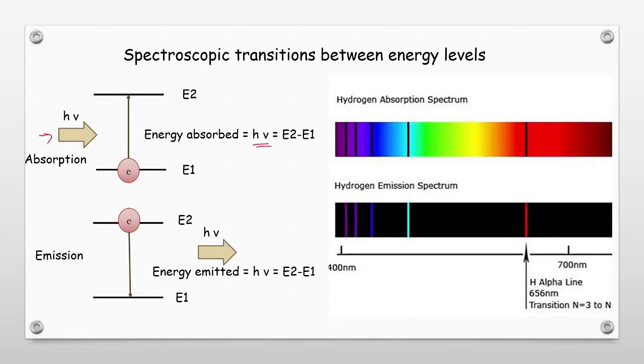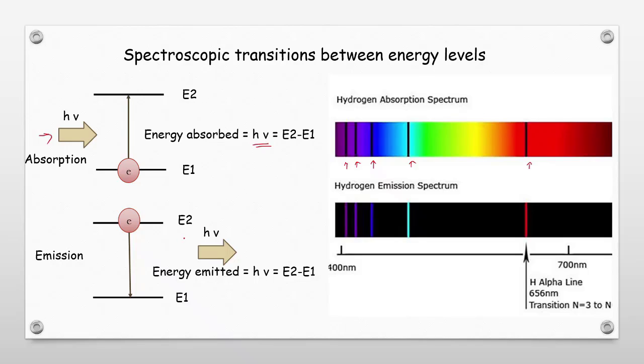And if the remaining light is passed through a prism and dispersed, we can see that in the region where the radiations are absorbed, there are dark lines. So these are the radiations which are absorbed by the atom. And what we are getting is the spectrum of hydrogen atom, and this is the absorption spectrum.